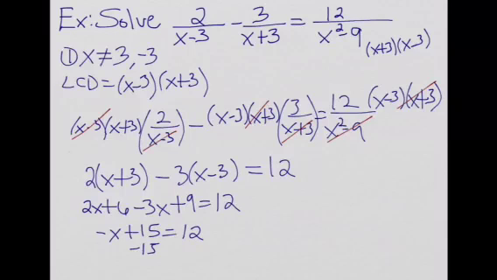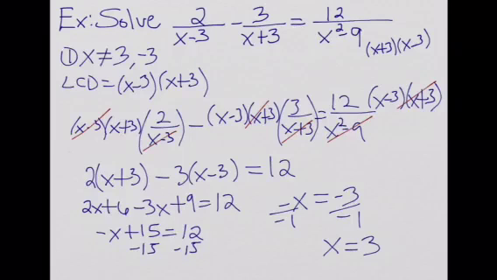Subtract 15 from each side. And we wind up getting negative x is equal to 12 minus 15, which is negative 3. Divide that by negative 1 to get a positive x, and we get x equals positive 3. Okay? And so that's what we think our solution is.